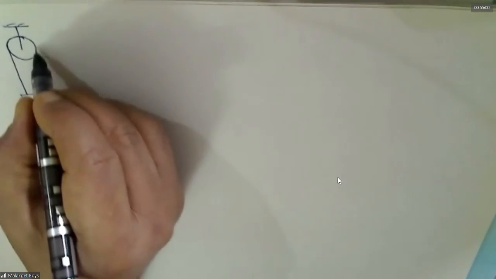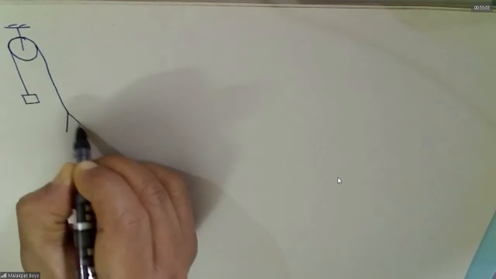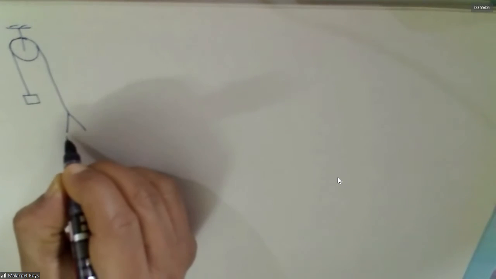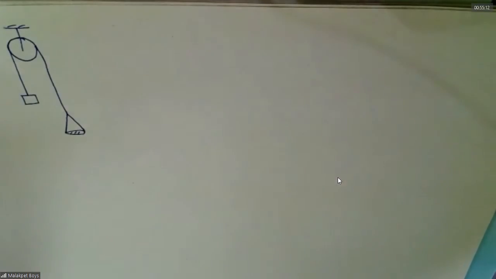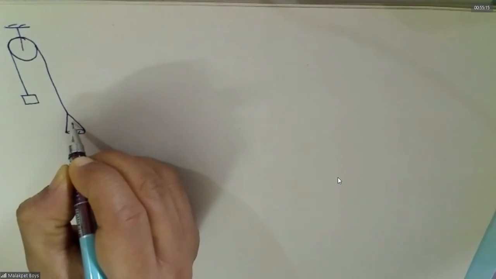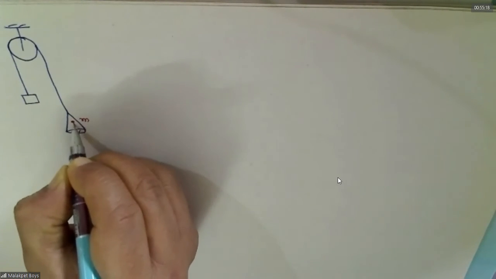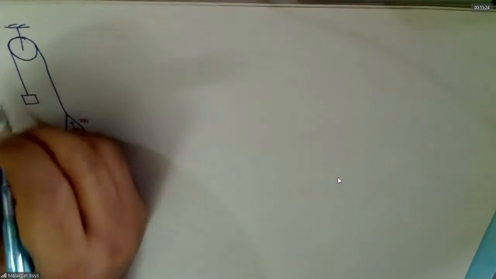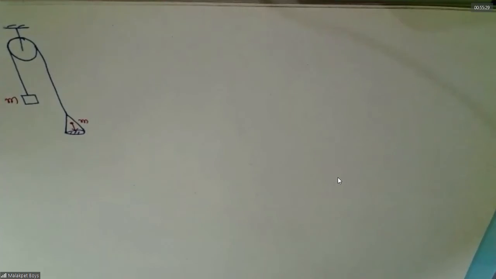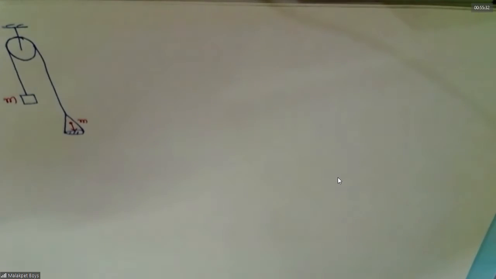This is a pulley. Okay, so this is some mass that falls onto this. This block mass is M. Another mass. Okay, so here.